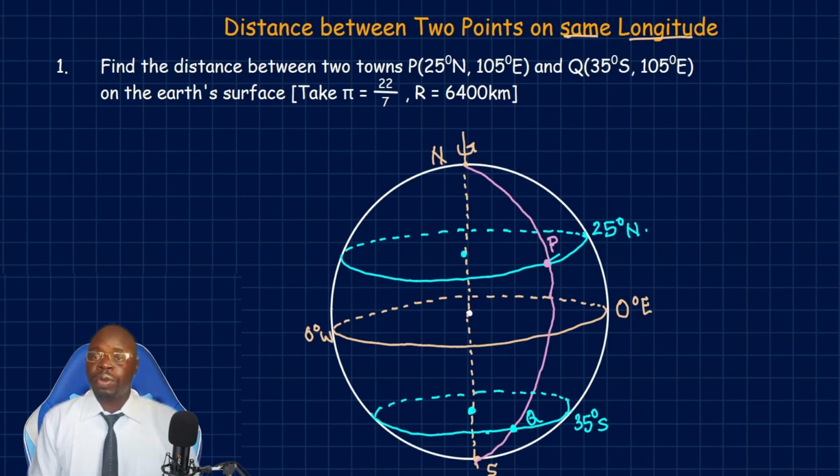Now, one thing we also have to note here is to join this point to the next point here, and we can call it small r.